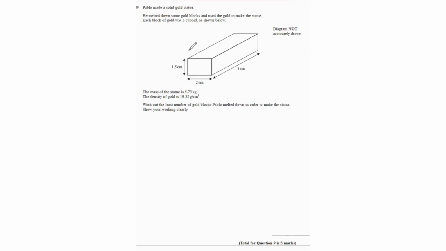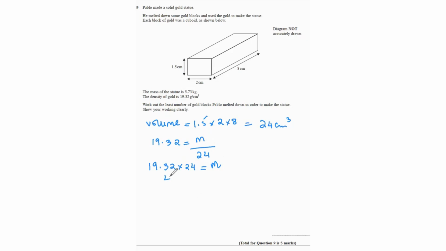So let's begin with finding the volume of the gold bar. It's going to be 1.5 times 2 times 8. That's 24 centimeter cube. Then we can find the mass of each bar. So we know the density, that's 19.32 equals mass over 24. So 19.32 times 24 gives us the mass of each gold bar. That's 463.68 grams.